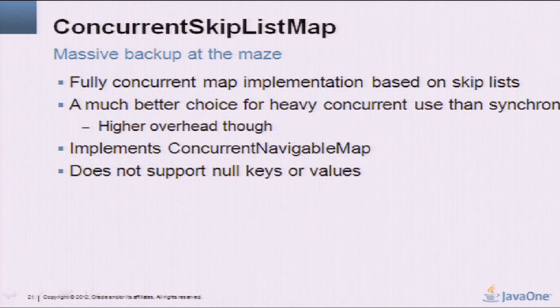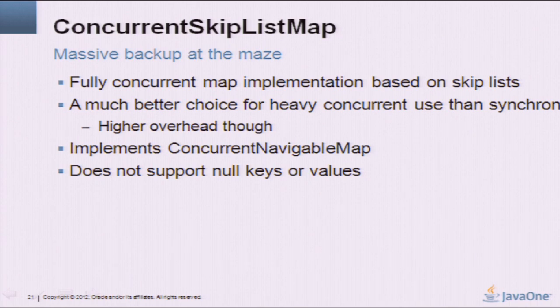If in fact you're doing heavy concurrency, kind of along the lines of ConcurrentHashMap, it's a much better choice than using synchronized sorted map or synchronized navigable map on TreeMap. And in fact, if you have massive concurrency where you have many threads modifying a map simultaneously, ConcurrentSkipListMap can actually be better than ConcurrentHashMap.